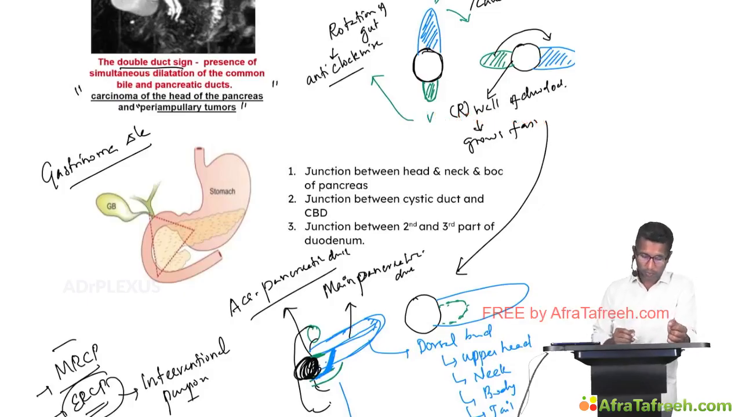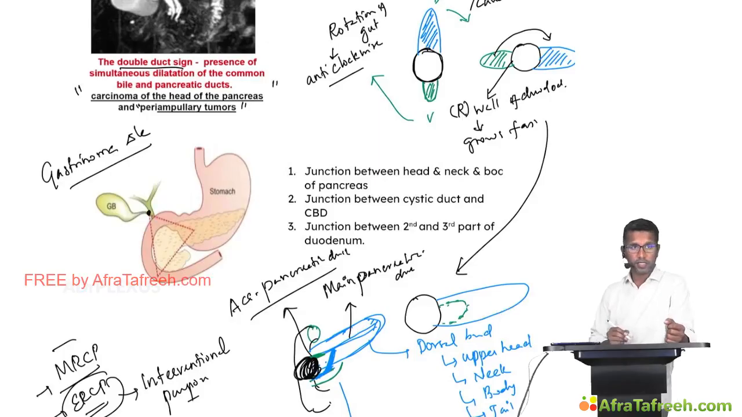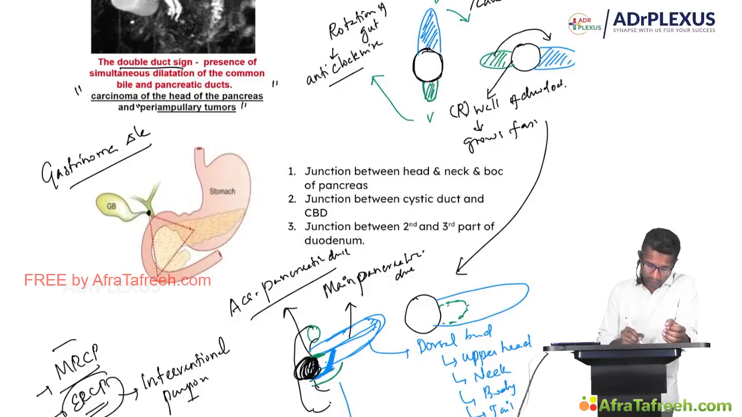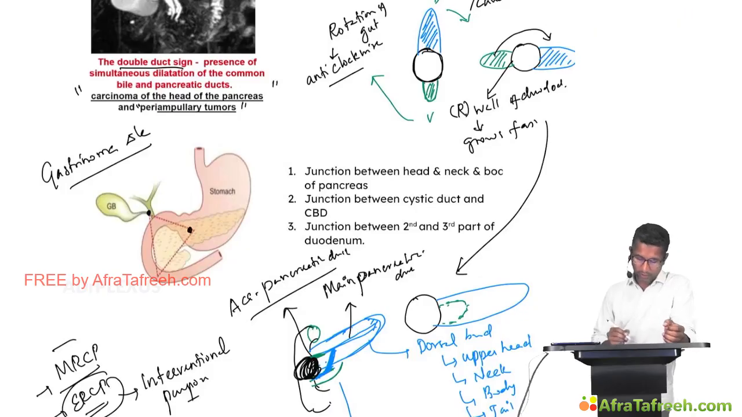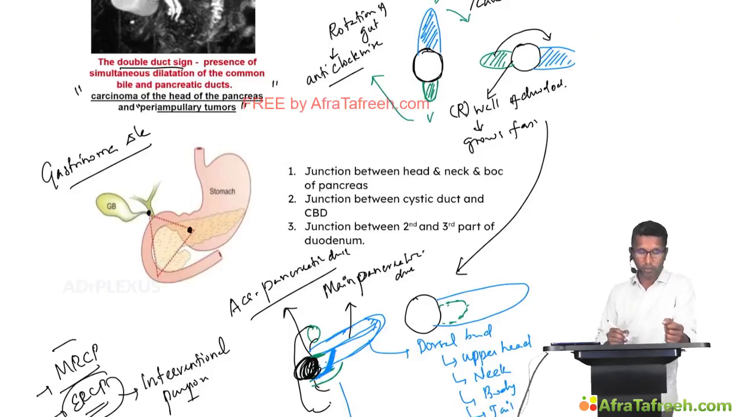If you take 3 points here, one point is at the junction of the cystic duct and the common hepatic duct. The next point is at the junction of the neck and the body of the pancreas. The next point is the junction of the second and third part of the duodenum. If you connect these 3 points, you get a triangle.